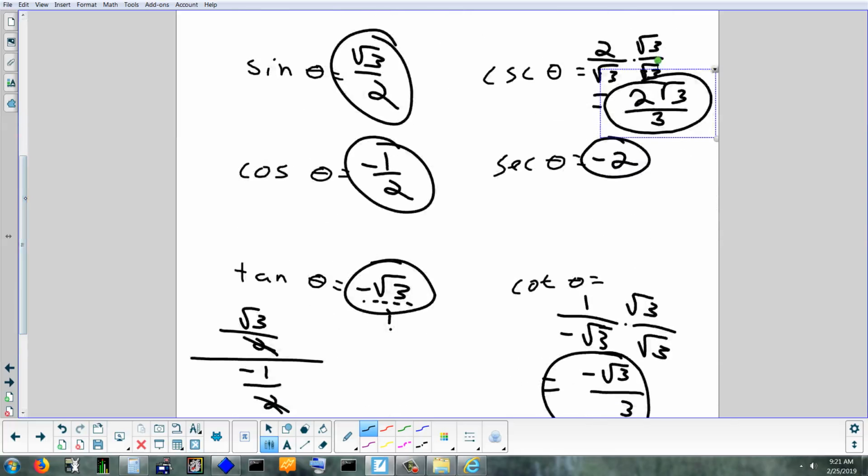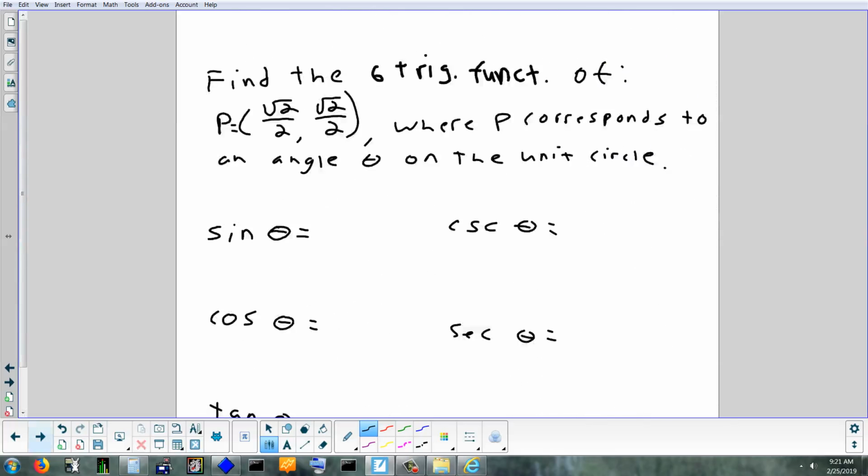Okay, let's look at this one. Find the 6 trig functions of root 2 over 2, comma, root 2 over 2. Okay. Connor, is that the coordinate for one of the quadrantal angles? Oh.